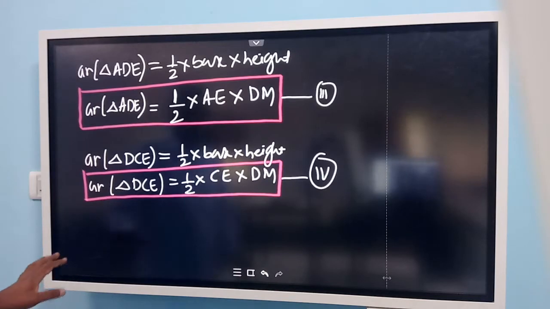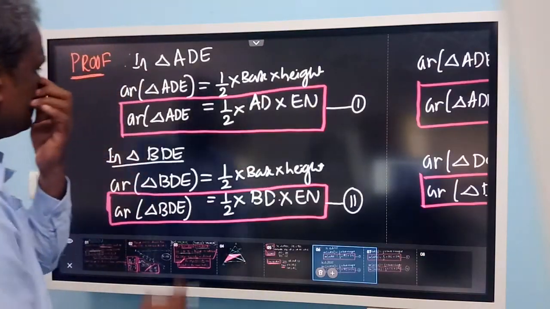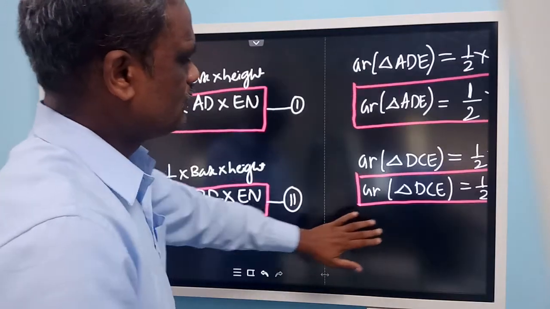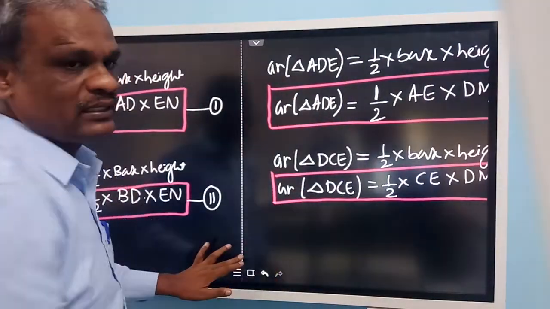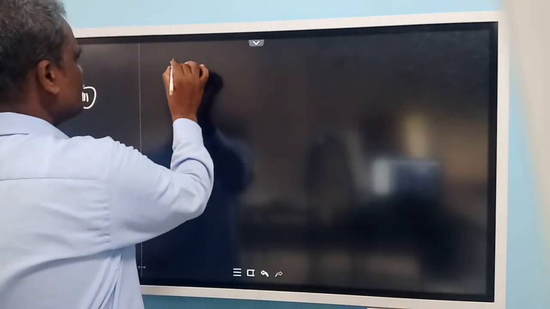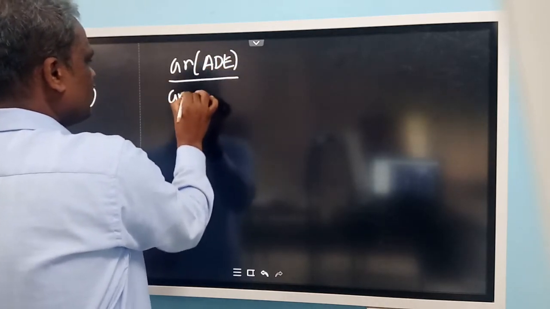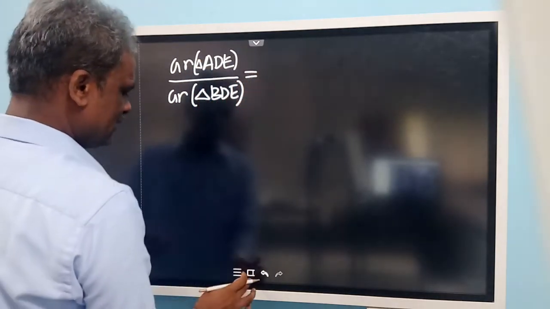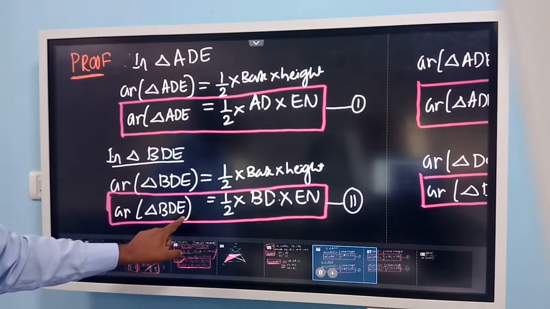Okay. Now look at this in the previous case. What we got here: area of ADE by area of BDE, and in the next page the same ADE by DCE. Here ADE by BDE, ADE by DCE. So let us take the ratio of the first one: area of triangle ADE divided by area of triangle BDE. What is that ratio? Let us see now.